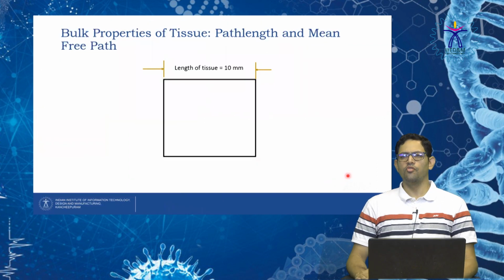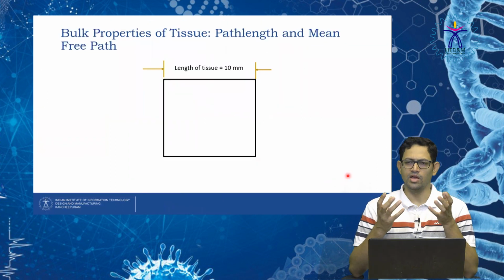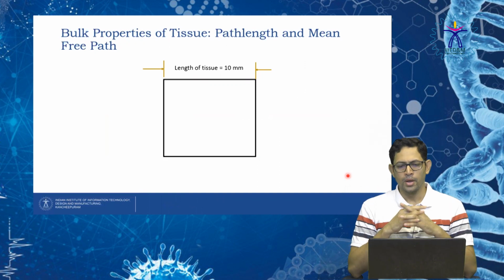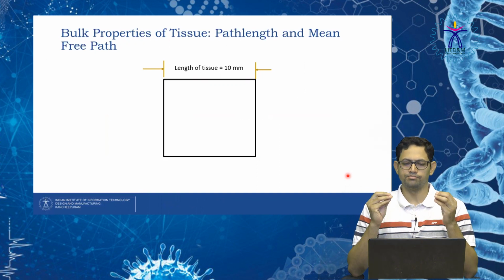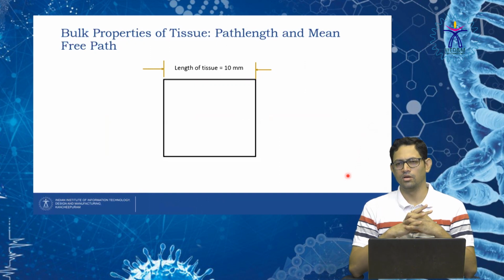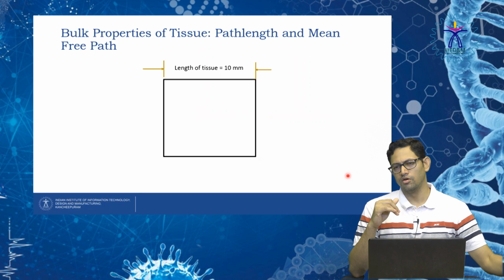Okay, so before we go forward to understand how to quantify the absorption coefficient and scattering coefficient, it is first important to understand what is the path length and mean free path. How do you define those two functions?